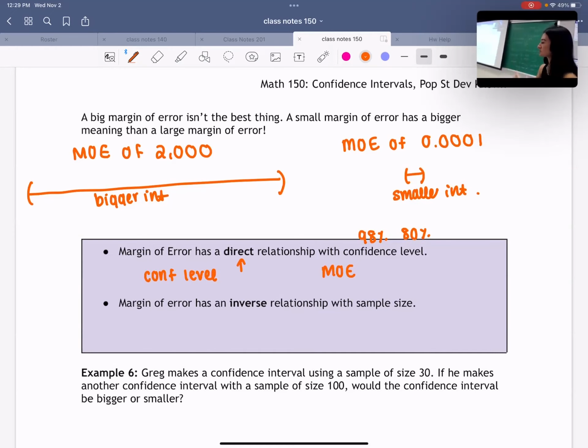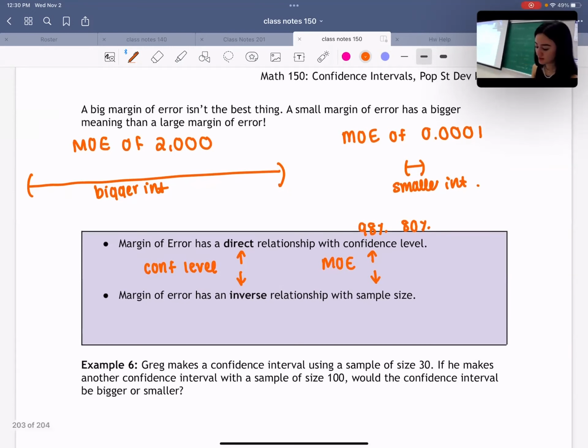Direct relationship. Yeah, direct relationship means if you increase one thing, the other thing is also going to increase. Okay, so they do the same thing. Okay, on the other hand, if I decrease confidence level, what happens to the margin of error? Decreases, right? So they do the same thing. Whatever you do to the confidence level, the margin of error does the same thing.